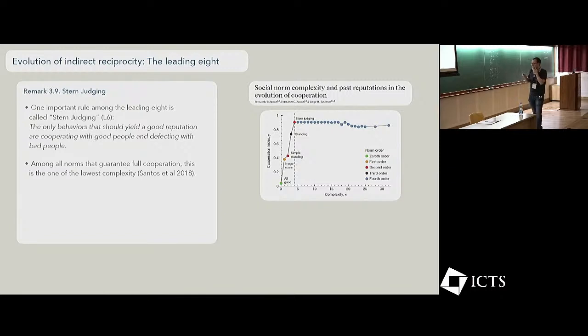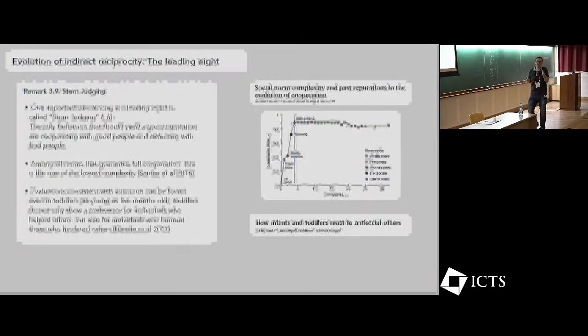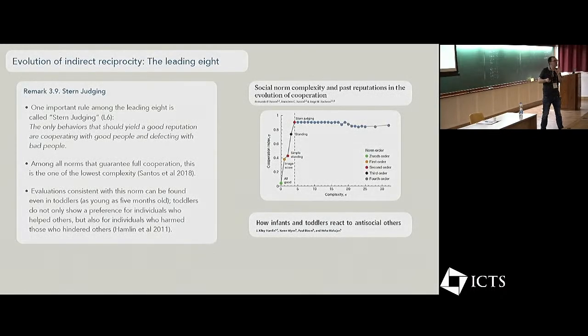And also what is interesting is that you could now ask, okay, what kinds of norms do people have? There is some evidence out there that even infants, like 5-month-old babies, play something that could remind you of stern judging. So you might ask, okay, how do you experiment with babies? Because especially if they are 5 months old, it's hard.